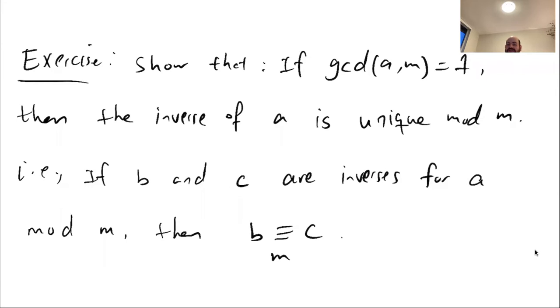But I did not say that the inverse is unique. I said that the inverse is unique mod M. What's the meaning of this? It means you can have 2 inverses which are not equal, but they are equal mod M, meaning that they're congruent mod M. So if you want to show that a solution is unique, you have to show that if there are two solutions, then those two solutions must be equal. But if you want to show that the solution is unique mod M, it means you have to show that if there are two solutions, then those two solutions are congruent mod M.